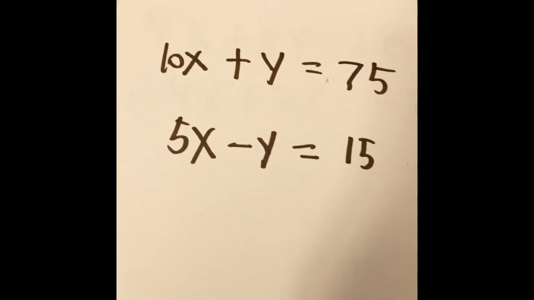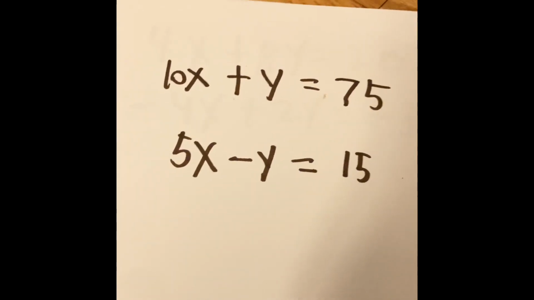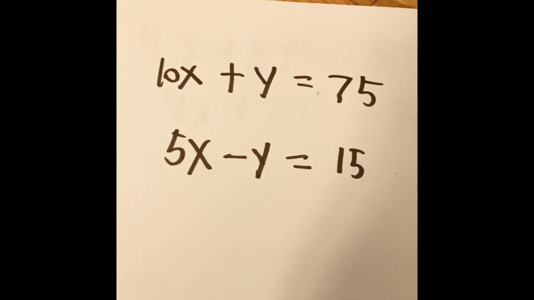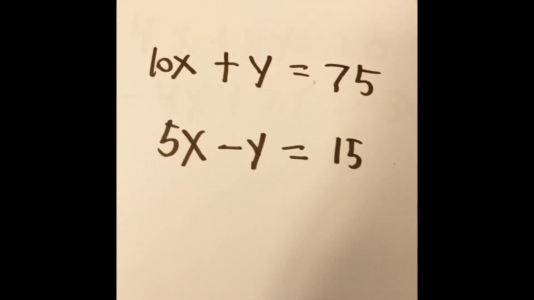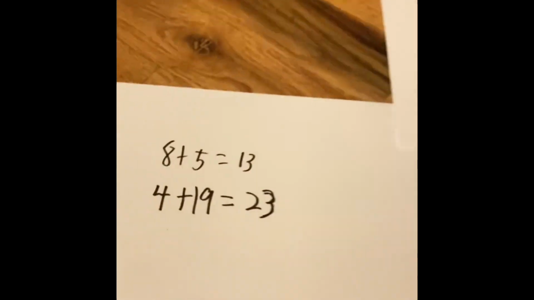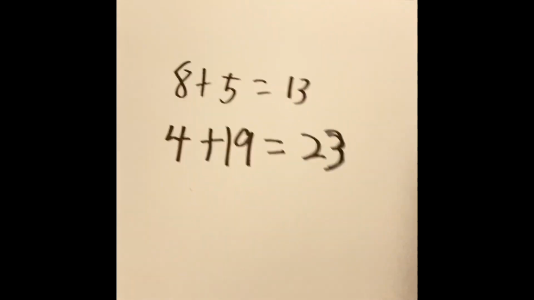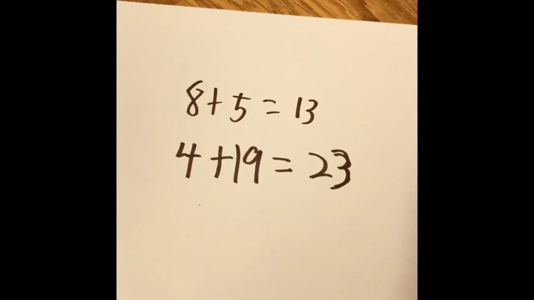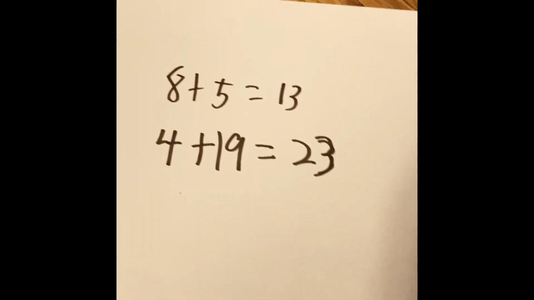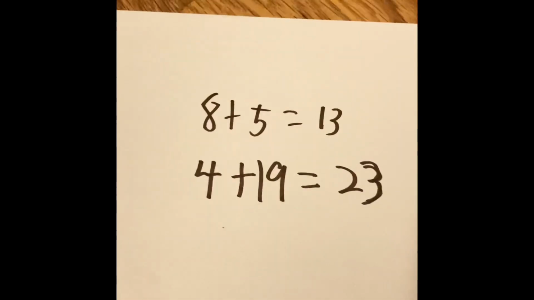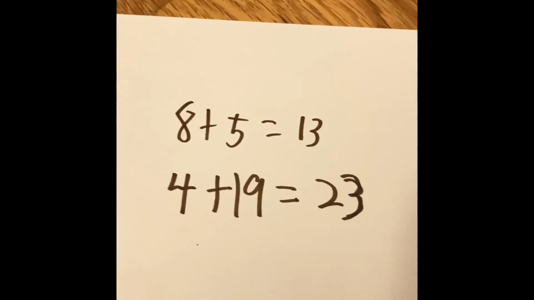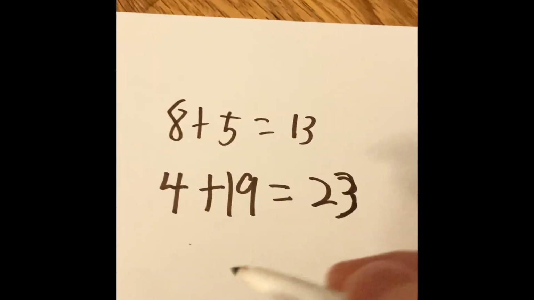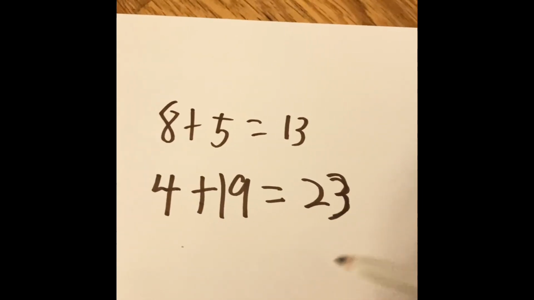That is called eliminating the variables, because what we're going to see is one variable is magically going to disappear, then magically reappear again. So, in a simple definition, here is how it works. When you eliminate the variables, you usually try to have the two equations add up to each other. So, here's a really simple example. 8 plus 5 does equal 13, and 4 plus 19 does equal 23.